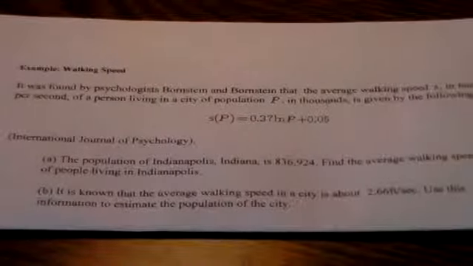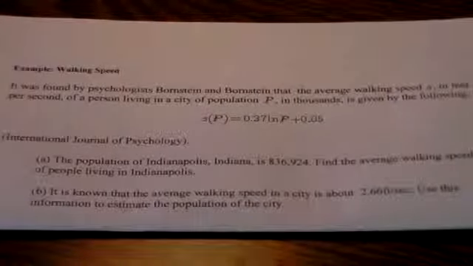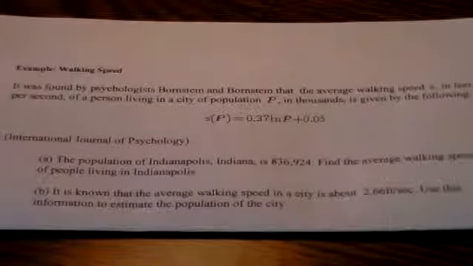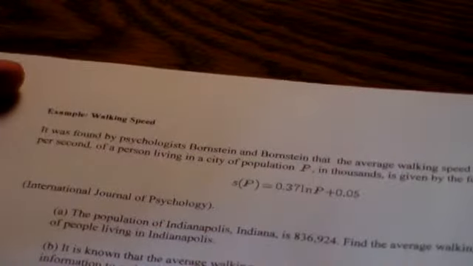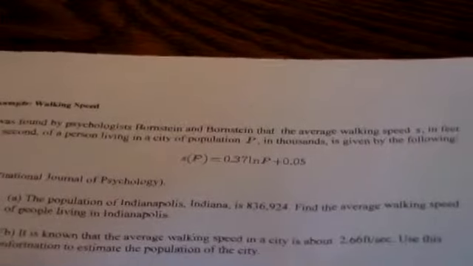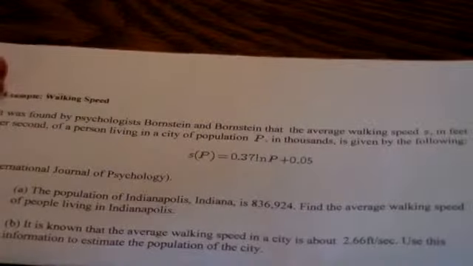Alright, so this is for knowledge point 4.4.1.6, applications of natural logarithmic functions. And the problem we're given turns out to be a problem about how fast people walk given how many people are in their city. It was found by psychologists Bornstein and Bornstein that the average walking speed, s, in feet per second, of a person living in a city of population p in thousands is given by the following. S of p is 0.37 times the natural log of p plus 0.05.